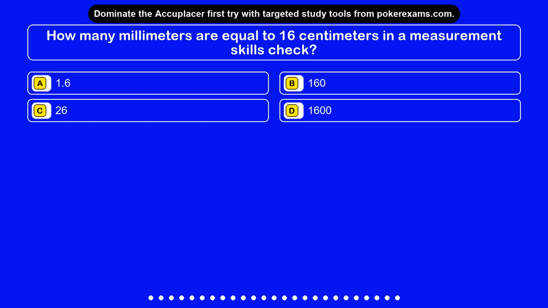Question 6. How many millimeters are equal to 16 centimeters in a measurement skills check? Option A, 1.6. Option B, 160. Option C, 26. Option D, 1,600.